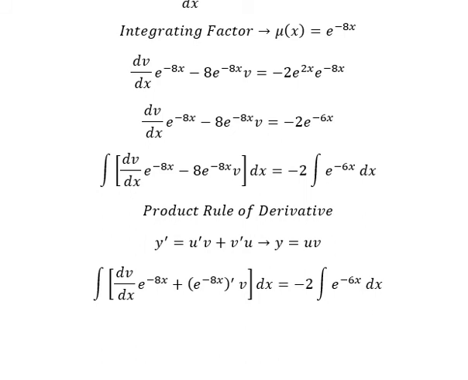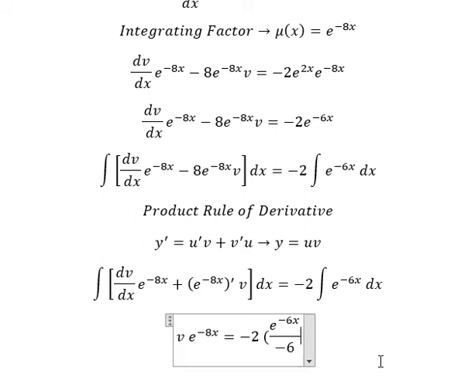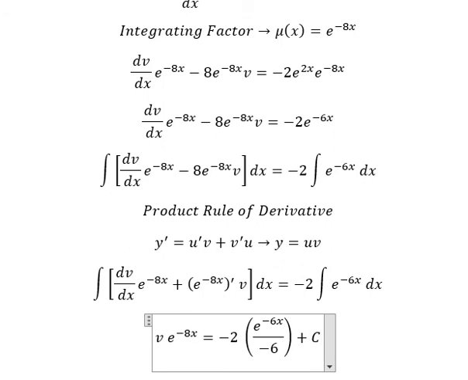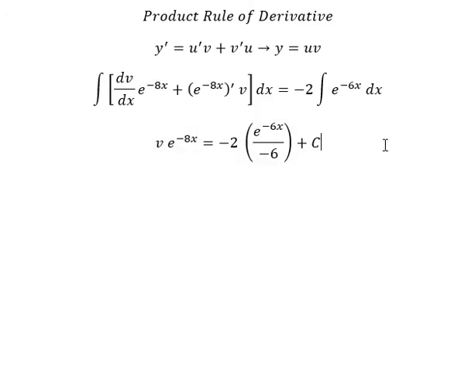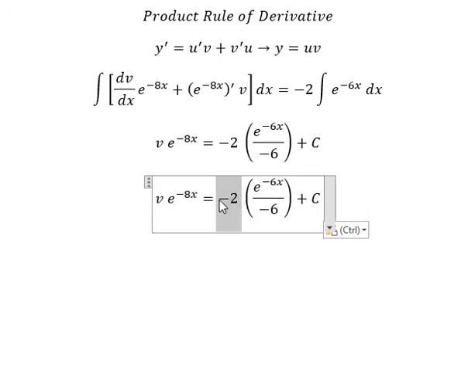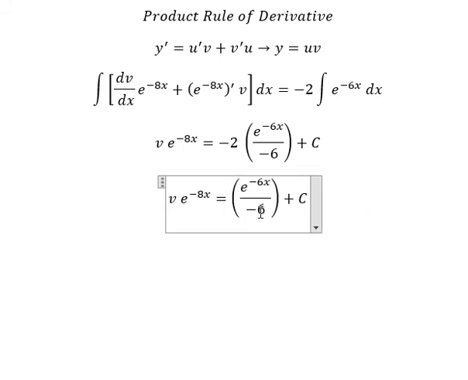So this one, we have v multiplied by e to the power of negative 8x. This one, we have e to the power of negative 6x over negative number 6. And we put c. Negative number 2 simplified by negative number 6, we have positive number 3, because negative, they will simplify.